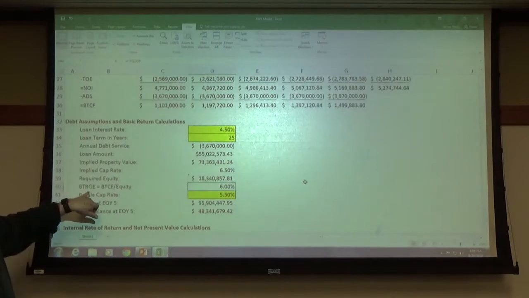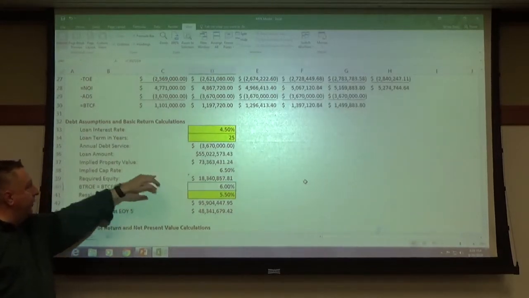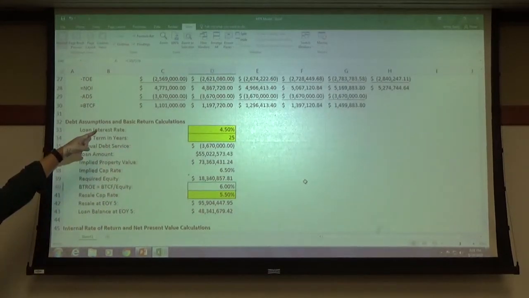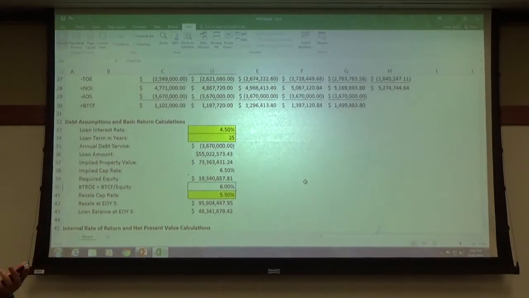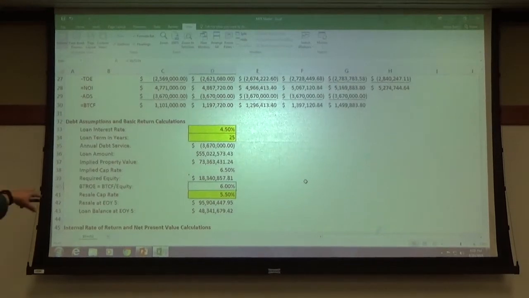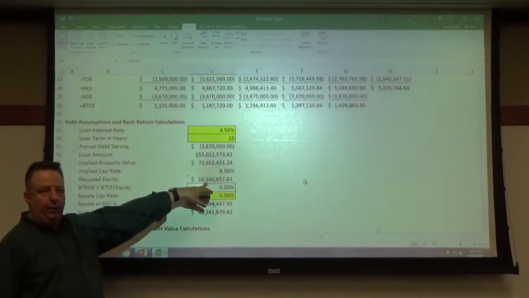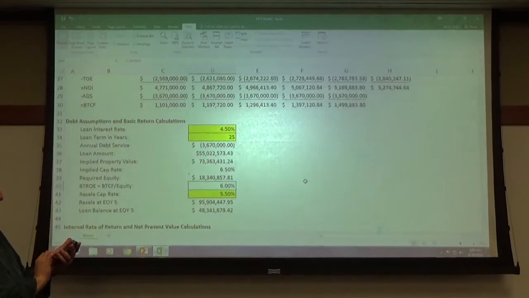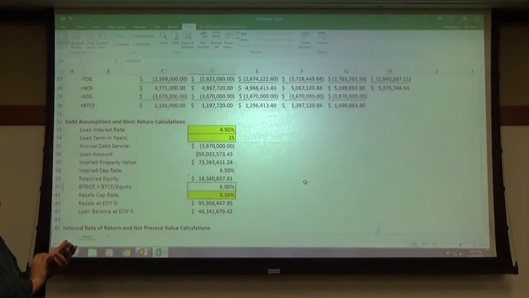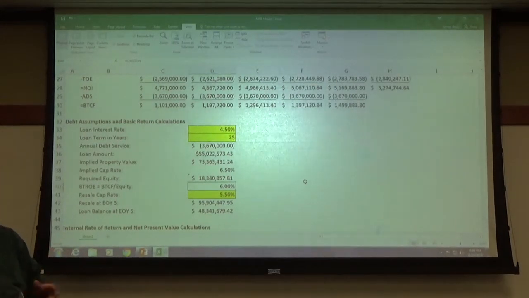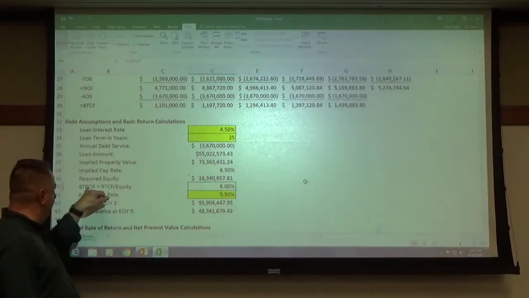Now in this case, all you're doing is taking the before tax cash flow, 1,101,000, divided by your equity of 18,340,857.81, and you get 0.0600 and so on. So 6%.